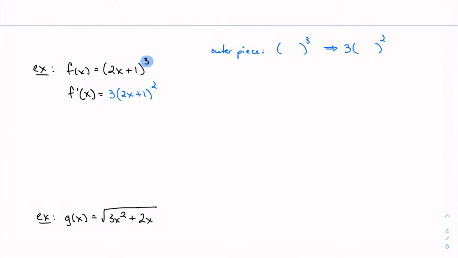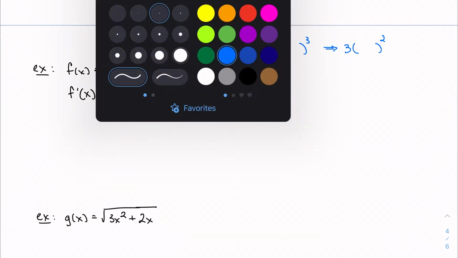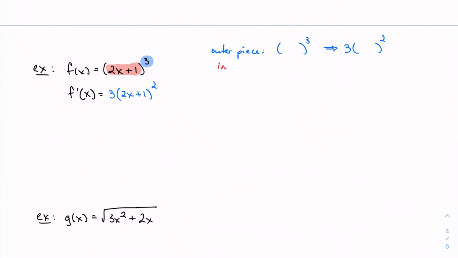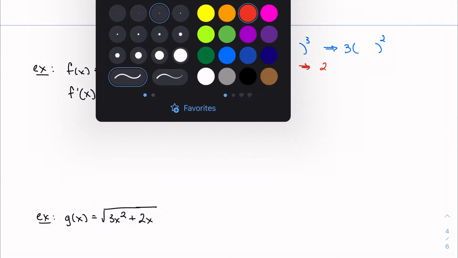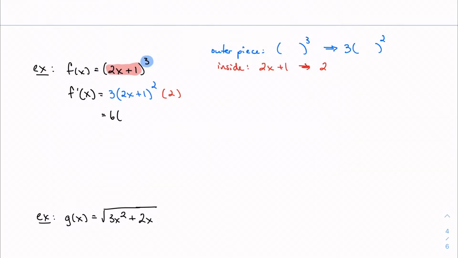Well, we didn't accommodate for that inside piece yet, so now we need to accommodate for the inside piece. The inside piece is 2 times x plus 1, so the derivative of that is just 2. Power rule times 2. So I get 6 times 2x plus 1 squared. Chain rule. Right, take it small piece by small piece.